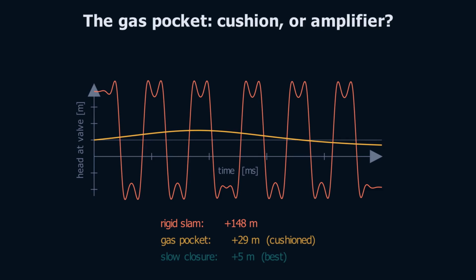Trapped gas is not a safety device. It is a gamble. The reliable fix is boring and in teal. Close the valve slowly. 8 wave periods turns a 148-meter bang into 5.